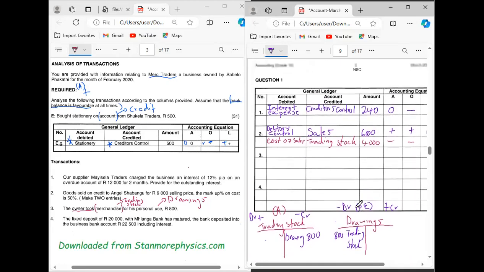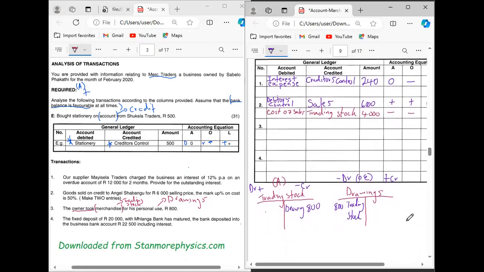Now we can record our information. The account that is debited is drawings. Then we write drawings are debited, and the account that is credited is trading stock. How much? 800. Drawings are classified as what? Asset, owner's equity, or liability? As owner's equity. How does it affect our owner's equity? In a negative way, so we write minus.